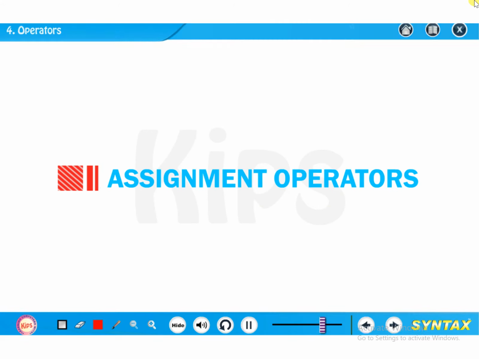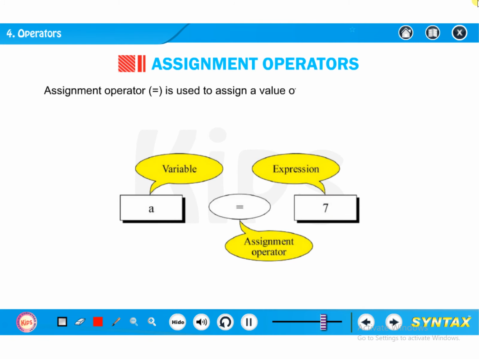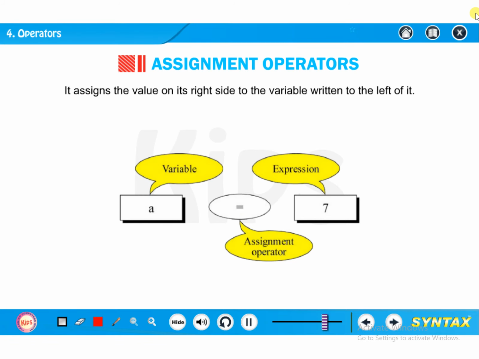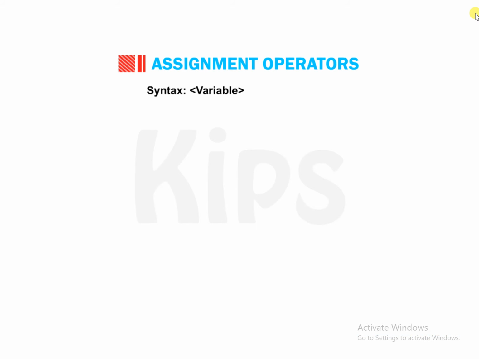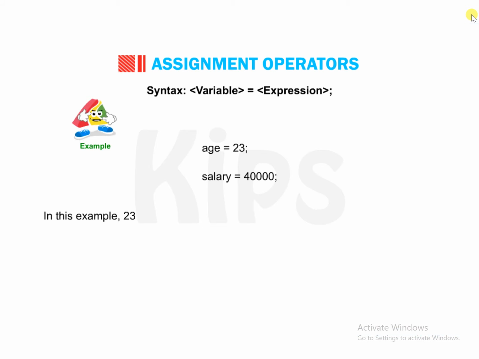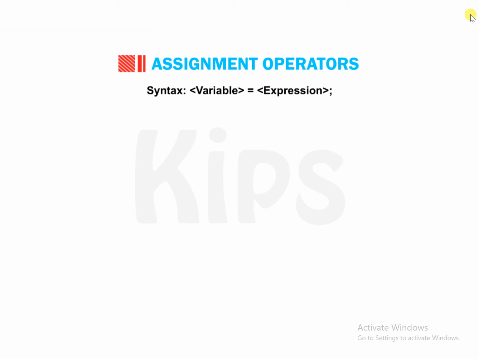Let us talk about assignment operators. Assignment operator is used to assign a value of expression to a variable. It assigns a value on its right side to the variable written to the left of it. Syntax: variable = expression; Example: age = 23; salary = 40000; In this example, 23 and 40,000 are the numeric values which are assigned to the variables age and salary respectively.